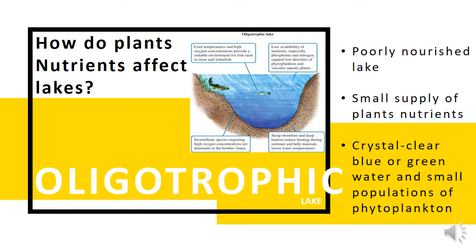Nutrients affect lakes. An oligotrophic lake has a small supply of plant nutrients. These types of lakes are more often deep with steep banks. Because of its low NPP, such a lake usually has crystal clear blue or green water and a small population of phytoplankton. The cool temperatures and high oxygen concentration provide a suitable environment for fish such as trout and whitefish.